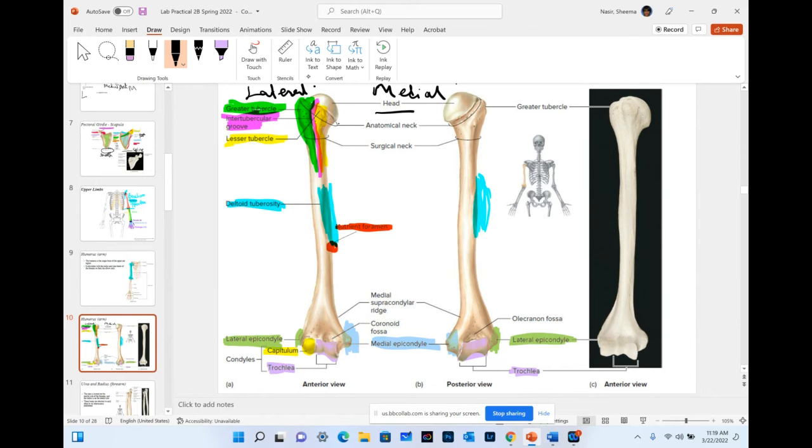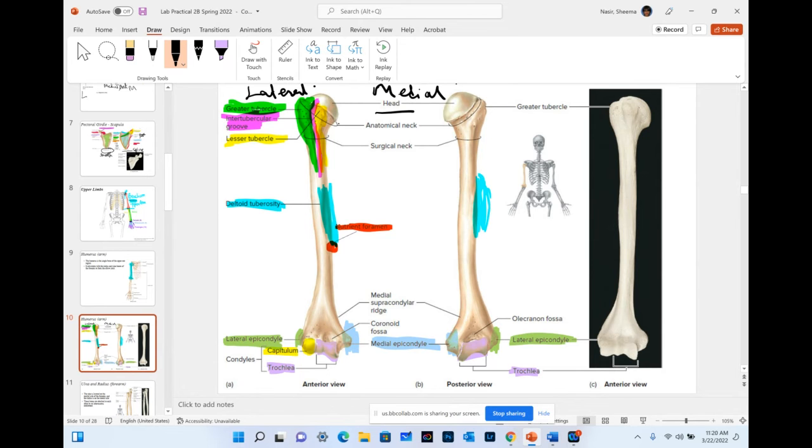Which means if head is medial, scapula is going to be somewhere here, and your spine is going to be somewhere here. So that's why head is medial. The other side is lateral. Okay, so we have figured out medial and lateral.